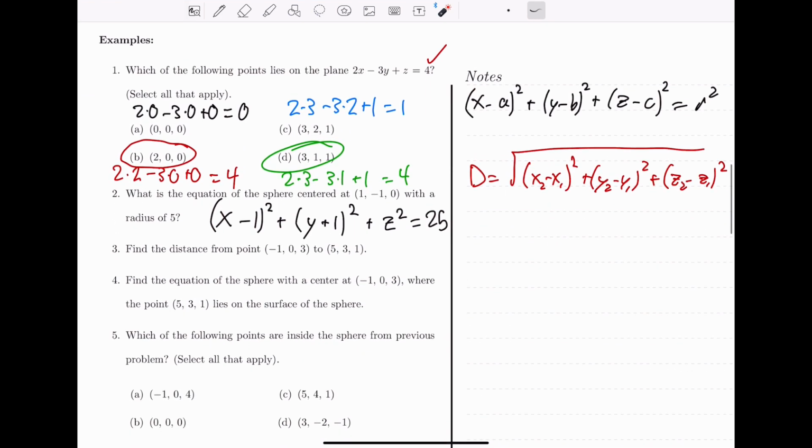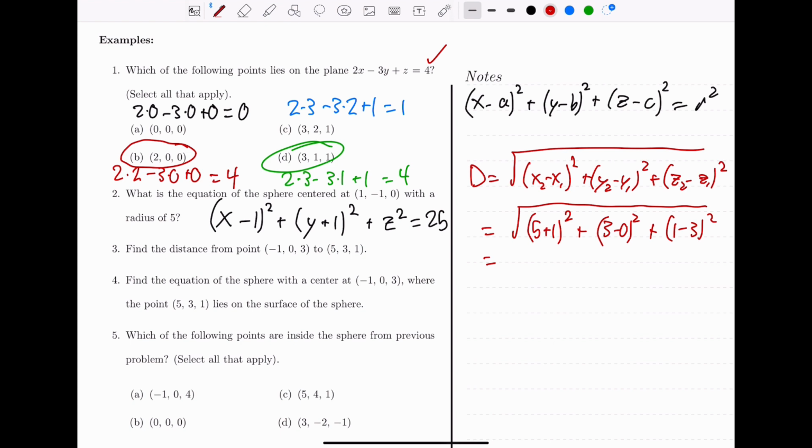So back to our example, we can take the difference of these points in any order we want. I like to be consistent, just 5 minus -1, 3 minus 0, 1 minus 3, and we'll just plug those into the formula. So we have the square root. 5 minus -1 would be 5 plus 1. That's the difference of the x components. And then difference of the y, we have 3 minus 0 squared. Difference of the z, 1 minus 3 squared.